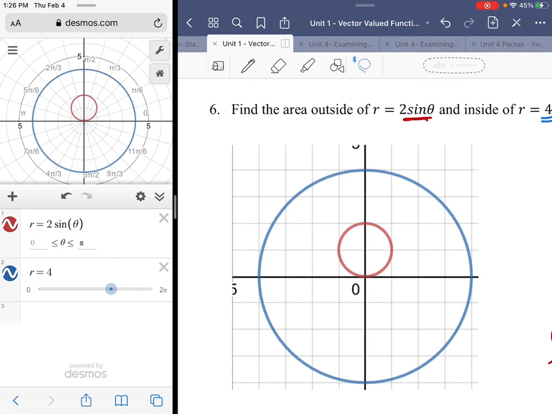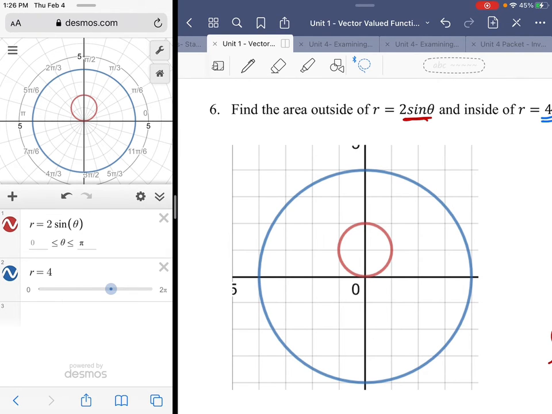So for number 6, we're looking at the area outside of r equals 2 sine of theta and inside of r equals 4. It's pretty straightforward if you have the diagram. So what I did was I just put the diagram on Desmos. I left it in rectangular form. You could see the Desmos version of it in polar form.